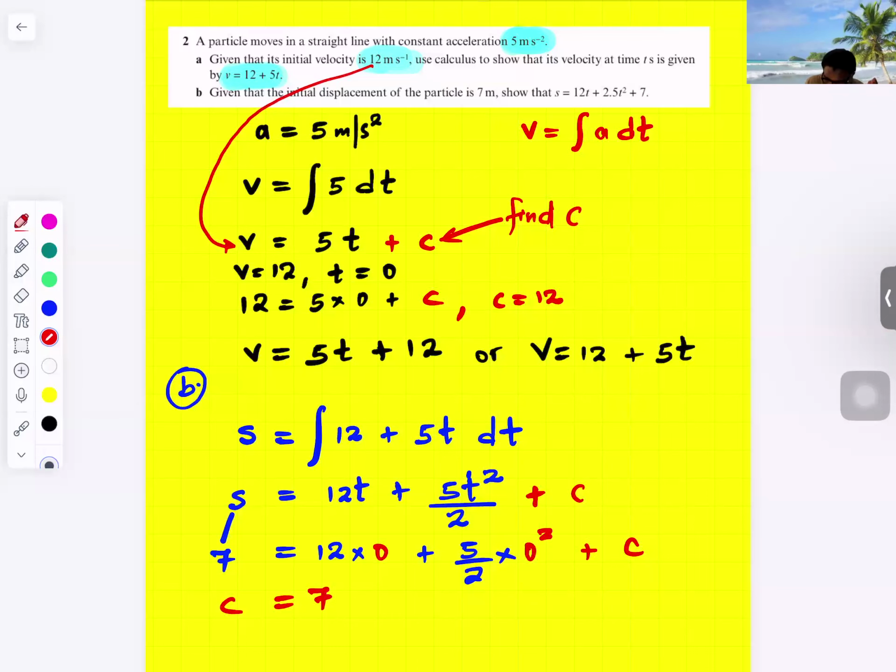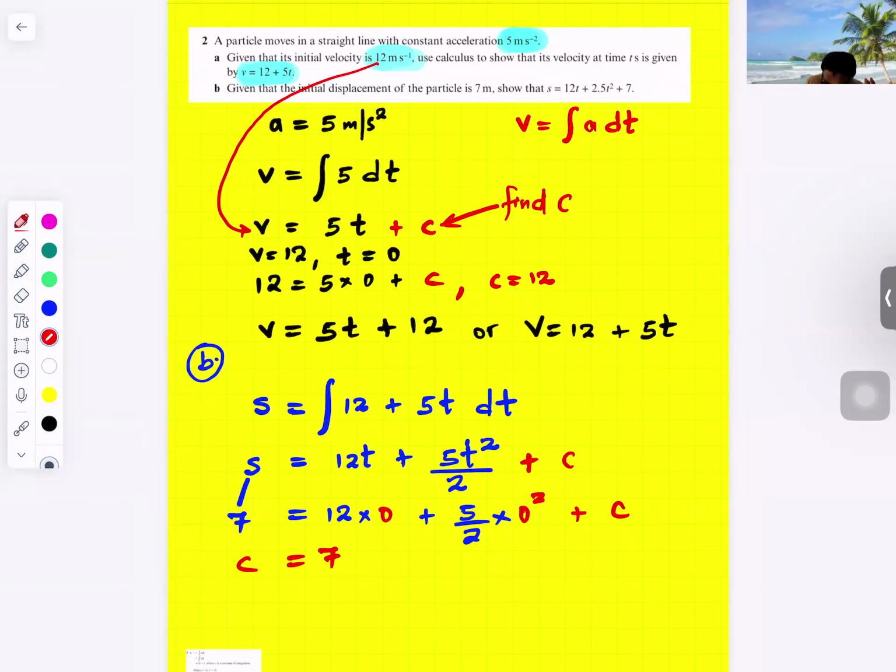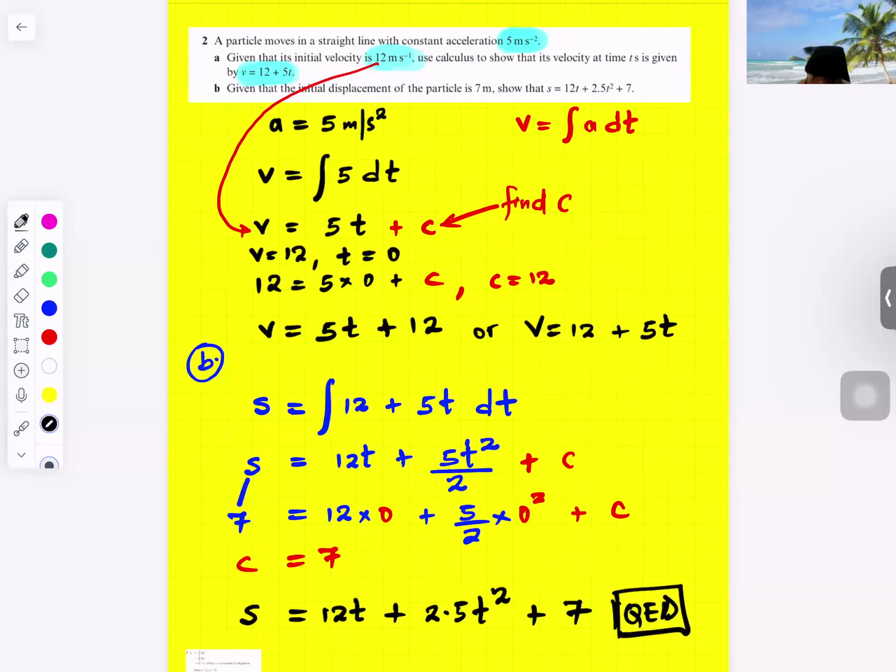Now you can write that answer which they want. So that gives us S is equal to 12t plus 5/2, you can write it as 2.5, t squared plus 7. QED. It means as required to show. It's a Latin phrase, quod erat demonstrandum, as required to show. When people do maths, they write QED at the end.